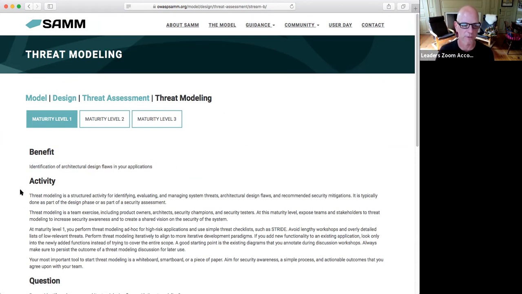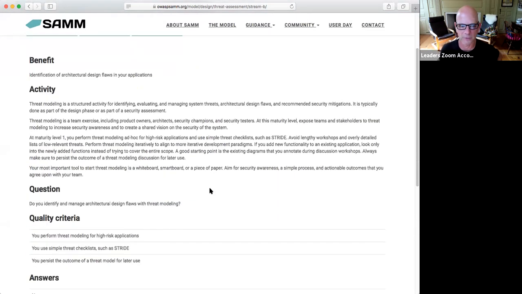And just as a definition, threat modeling is a structured activity for identifying, evaluating, and managing system threats, architectural design flaws, and recommended security mitigations. It is typically done as part of the design phase or as part of the security assessment. It does get performed against systems that are already in production if you haven't had a chance to do it before then. But I think you will get value either way. The cost of remediating or mitigating things once they're in production is certainly higher than if you can take care of them while they're still in the design phase.